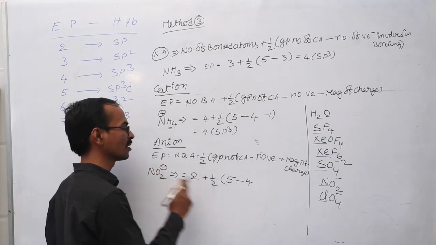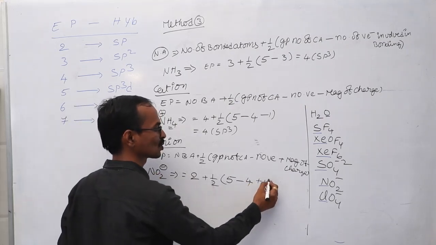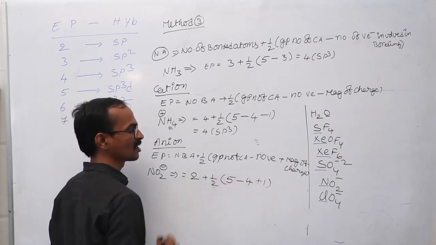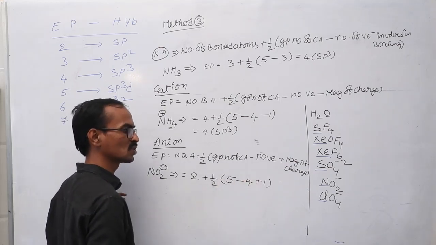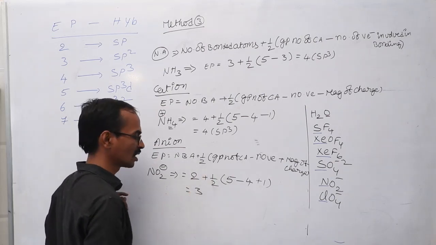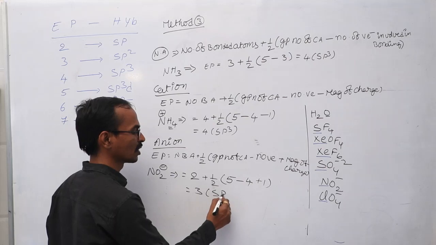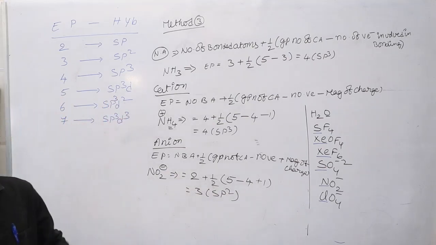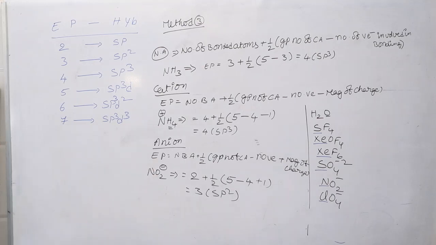Here you are having minus 1 charge, so plus 1 over here. Then what happens? 6 minus 4, that is 2. 2 by 2 means 1. The electron pair number is 3. So it undergoes sp2 hybridization. Have a look at this and note down the formulas.